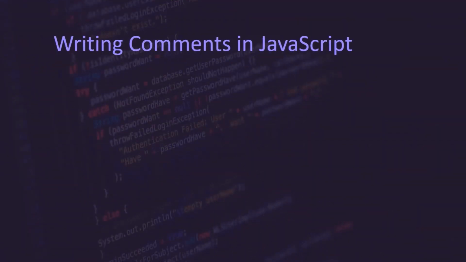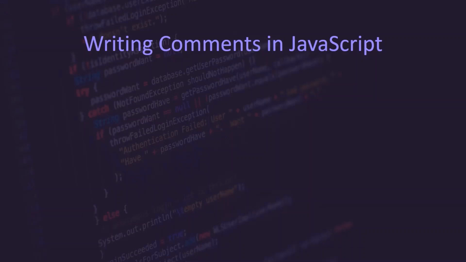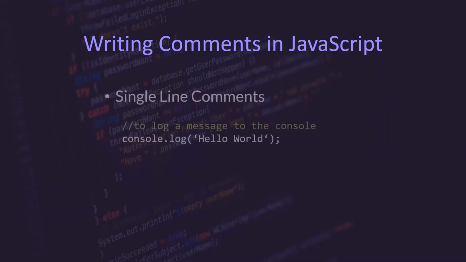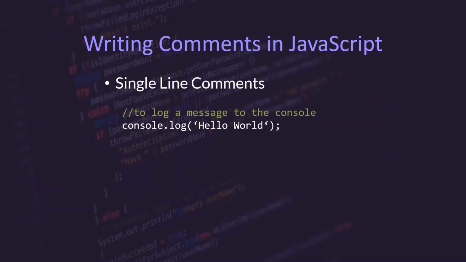We'll see one more concept before we wind up this session, that is writing comments in JavaScript. It's very easy to write comments in JavaScript. So we can have single line comments, that is the comment in a single line. For example, for the message console.log hello world, we have written a comment about that particular statement. So single line comments are written by 2 forward slashes followed by the comment.